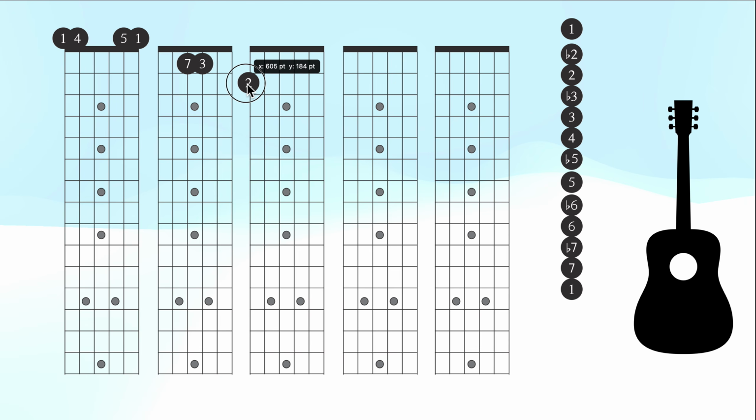If we start here on the 2, we go 2, 5, 1, 4, flatted 7, that would make this the 6 and 2. And then this becomes movable right here.